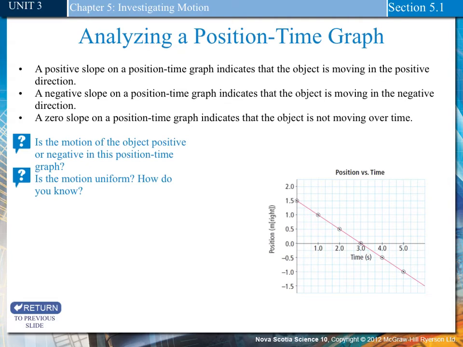Analyzing a position time graph. A positive slope on a position time graph indicates an object is moving in the positive direction. A negative slope on the position time graph indicates an object is moving in the negative direction. A zero slope on the position time graph indicates the object is not moving at all.